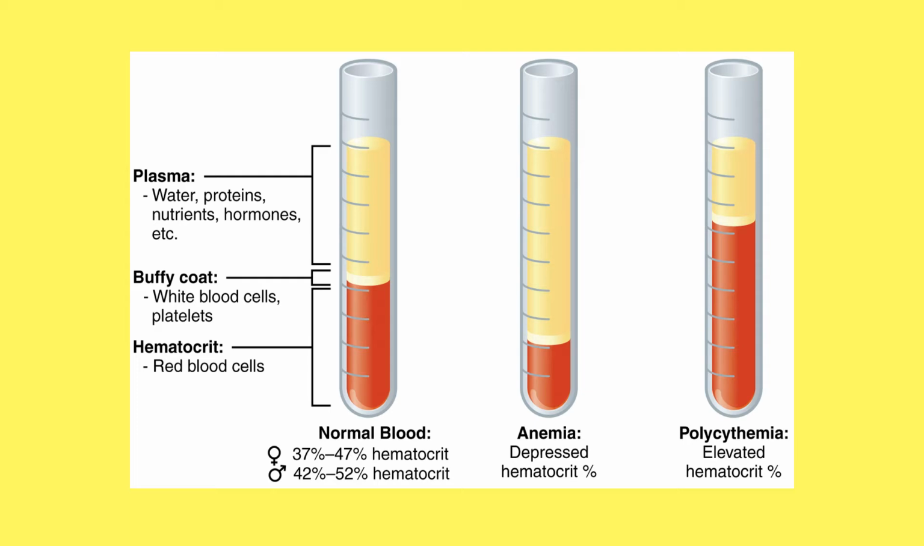So when you take a sample of blood and you spin it out, the red portion down here, because it has red blood cells, that's your hematocrit. That buffy coat is this thin layer in between the hematocrit and the plasma. If a person is anemic, they have fewer red blood cells, so you're going to have less here. And then if they have polycythemia, it's too many red blood cells.